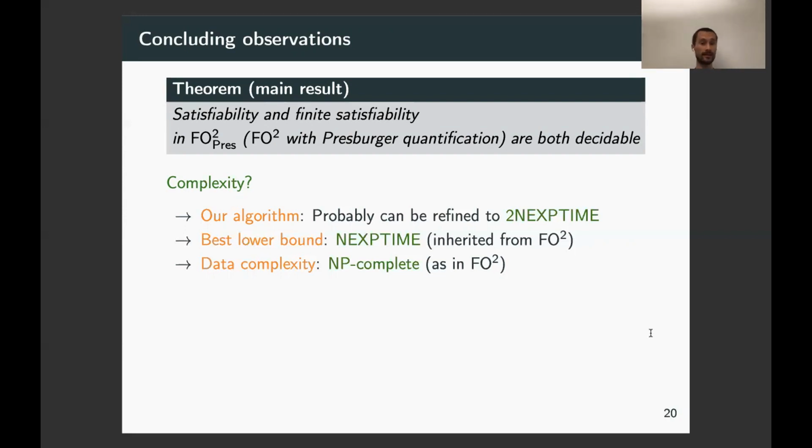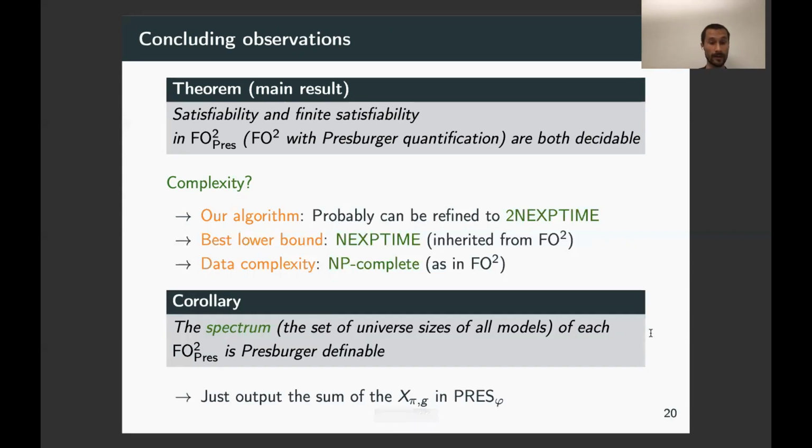However, we can say that data complexity is NP-complete. Finally, the corollary is that the spectrum problem in this logic is actually Presburger definable. So basically we can say that for the set of sizes of universes of all models in this logic, we can write a Presburger formula. How to do it? We just need to sum up all the variables in our formula.